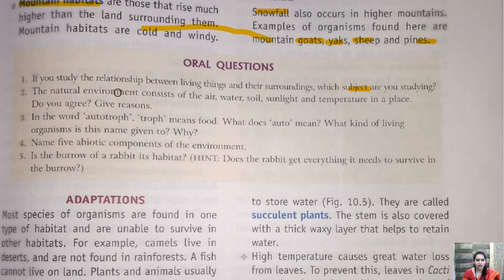The natural environment consists of air, water, soil, sunlight and temperature in a place. Do you agree? Give reason. Yes, children. Do you agree with this? No. The answer is no. Why? Because they are only talking about abiotic components. What about biotic components? Living things are also present, isn't it? In the natural environment, biotic components are also present.